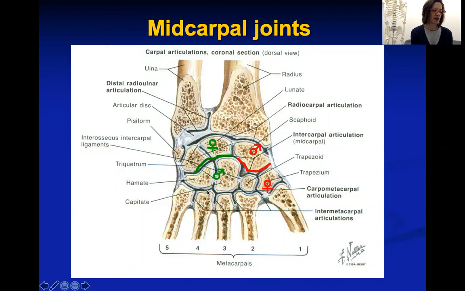So here we are. We said all of the proximal row is convex on concave, but as we go into the midcarpal area, we have the convex capitate and the convex hamate on the lunate and triquetrium. And on the radial side, we have the concave trapezium and trapezoid on the concave scaphoid.